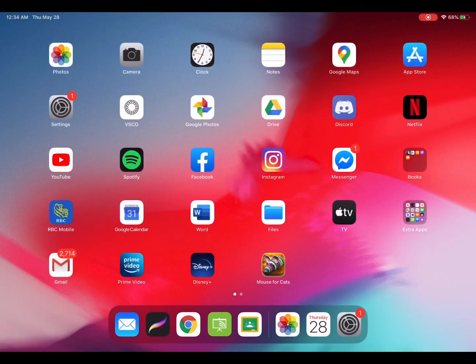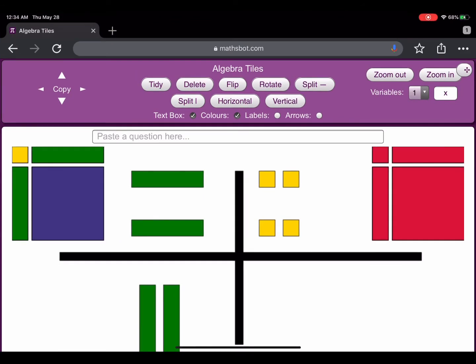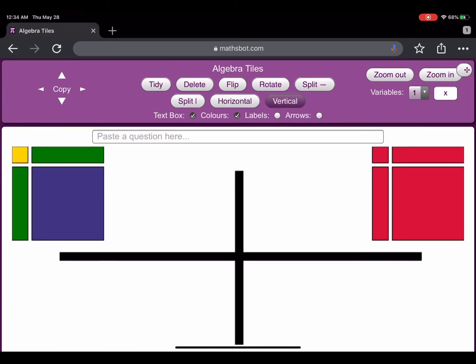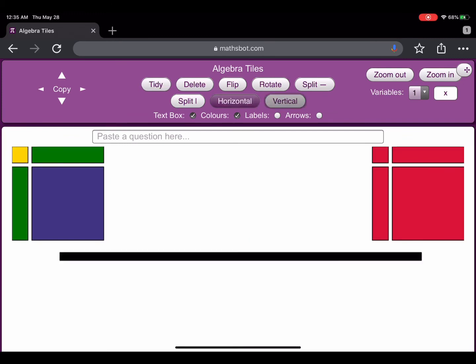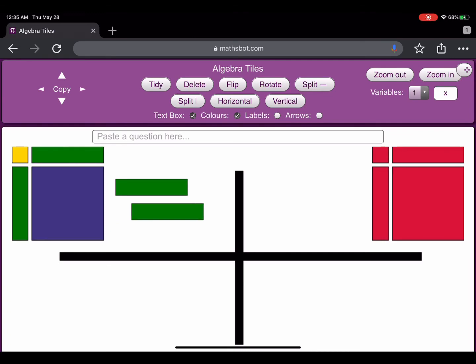Okay, question number 5. 2x plus 1 equals 7. So let's see, I have 2 x's. Actually, I can see already I'm going to have to split these, so I'm going to do them like this. 2 x's plus 1 equals 7. 1, 2, 3, 4, 5, 6, 7. Okay.